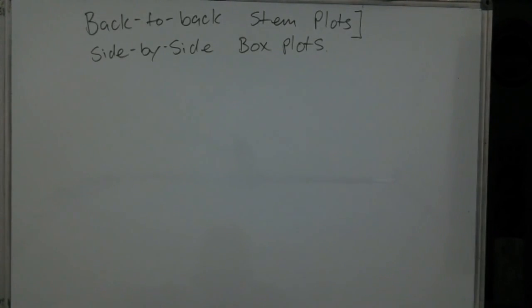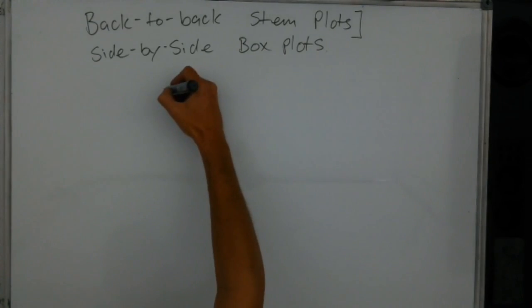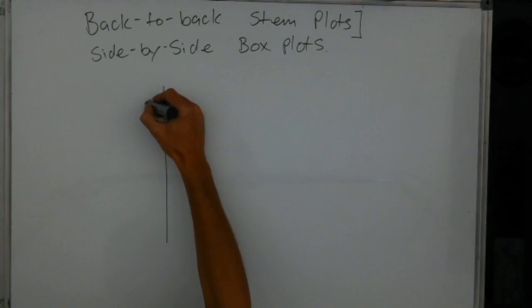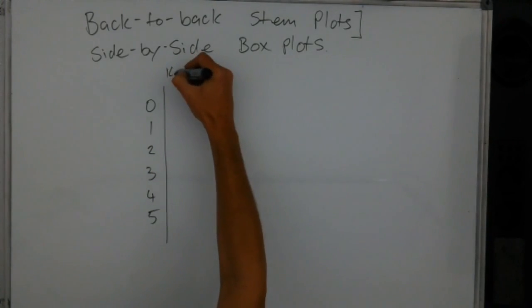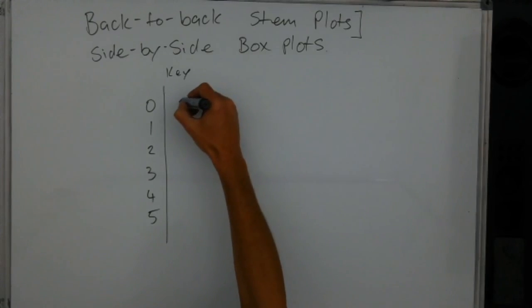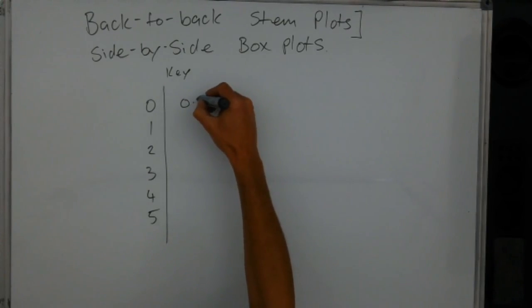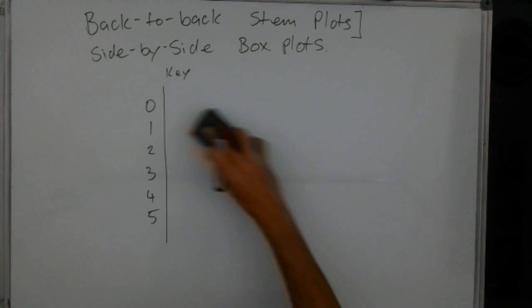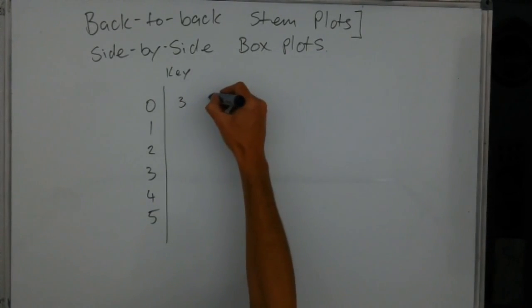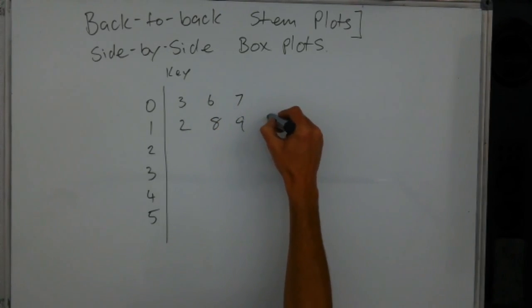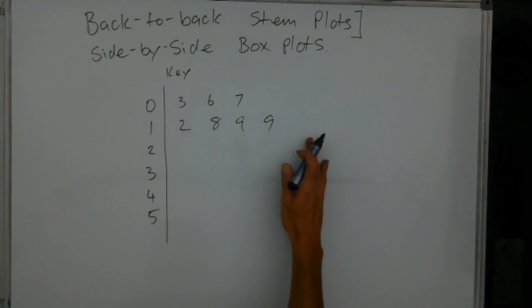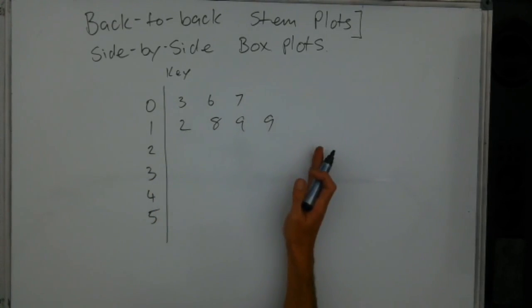Since you already know how to do an ordinary stem plot, this should seem quite intuitive. So before, when we had our numbers, I'm just making this up, we had a key to tell us how to read it, and we had 3, 6, 7, 2, 8, 9, whatever it is. We were just looking at one set of data.